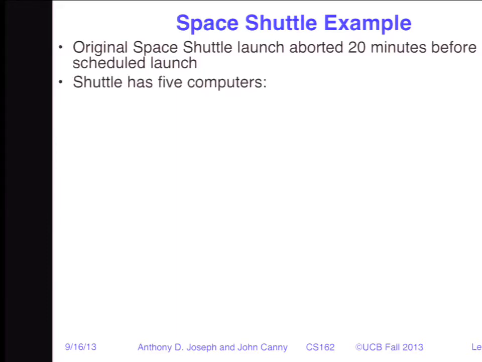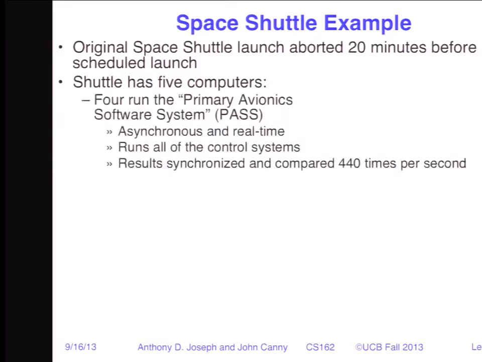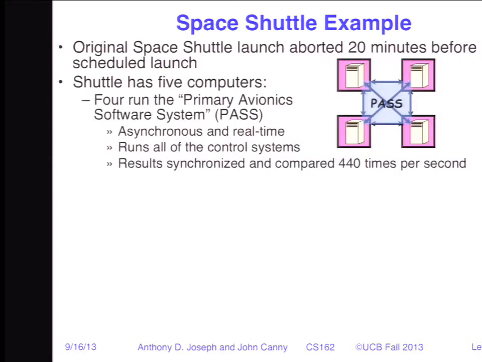So what happened? The space shuttle was designed for extreme fault tolerance, because this is a vehicle that's carrying more than half a dozen people up to orbit and has to keep them safe for 2 weeks while they're on orbit and then safely return them back to Earth. So five computers, four of them running the primary avionics software system, or PASS. These four systems are dealing with asynchronous events, so all of the monitoring information coming in from the gyroscopes and the fuel flow meters and so on. And it's real time, because you have to read a value, calculate what to do, and then do something, right? Like move the actuators for the gimbaled engines or something like that.